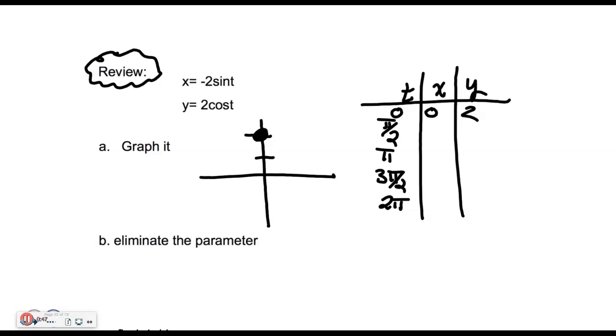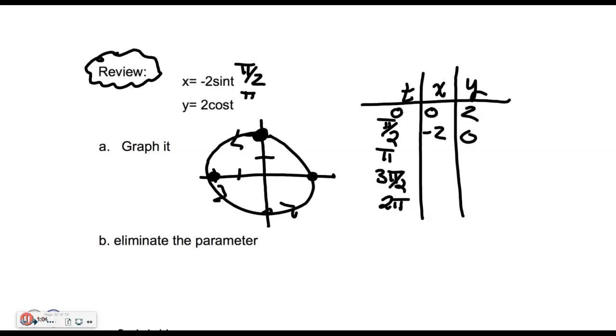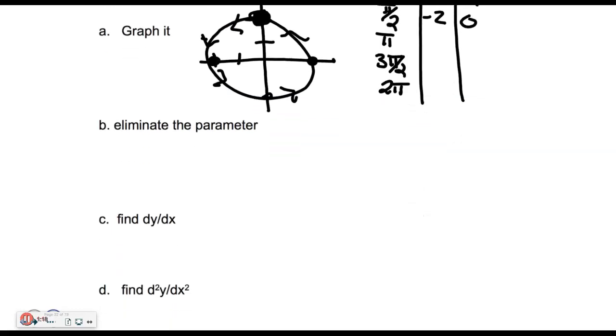So when you put in a pi over 2 right here, you would be at a -2 and a 0. So it's actually heading this way, and I'm not going to do the whole thing. So it actually ends up going like this, and then you should have put arrows that it starts. And I saw some of you with just the circle sitting there. So make sure when you do it parametrically, you put the arrows and make it clear where it started. Are we good with the graph?